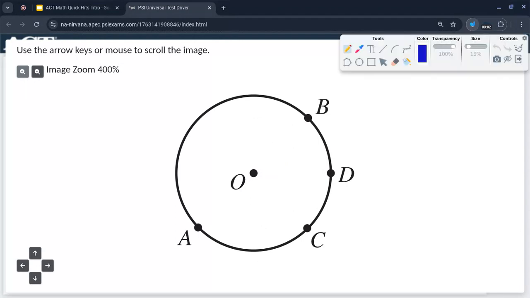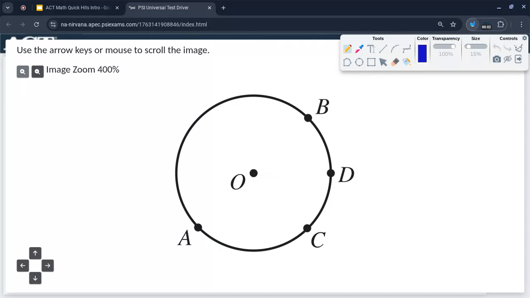Now remember, on the digital version of the ACT, there is no drawing tool like this. This is an extension that I put on here so I can draw and show you how to do things. But if you're taking the ACT, you're going to have to put this onto paper in order to do these drawings. So that's going to take some more time as you're working through this.